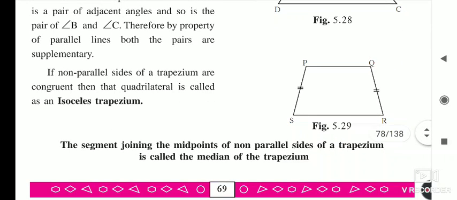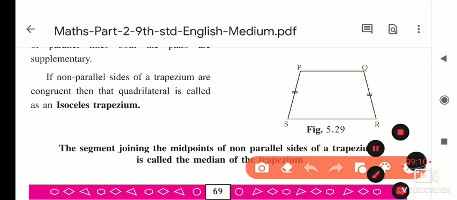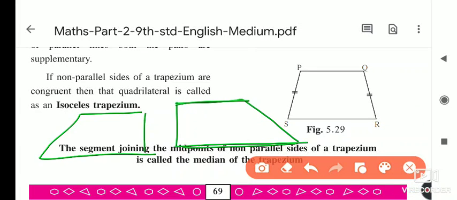trapezium. Now here, if the non-parallel sides of a trapezium are congruent, then it is called an isosceles trapezium. I just showed you one figure; this is also a parallelogram, because here two lines are parallel to each other. And sometimes these two sides are not parallel to each other. It is like that and it is like that. So these are not congruent to each other.